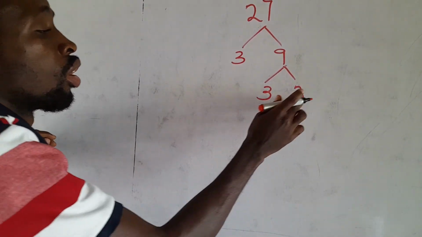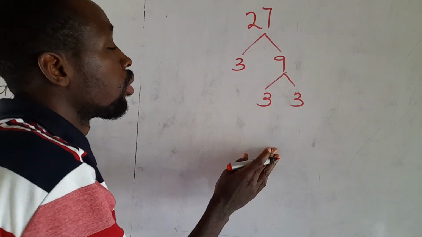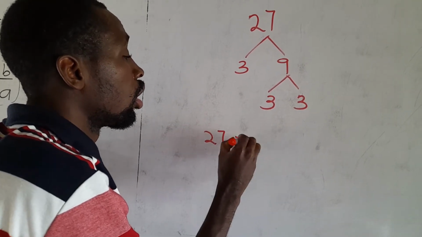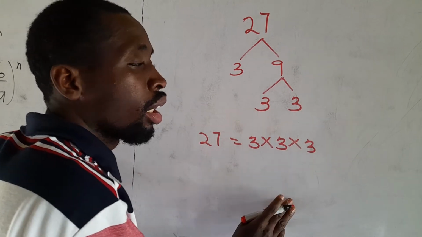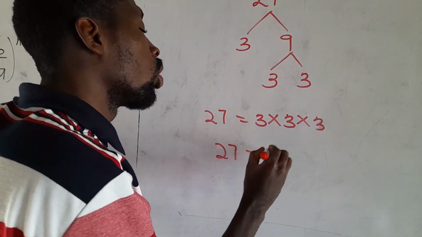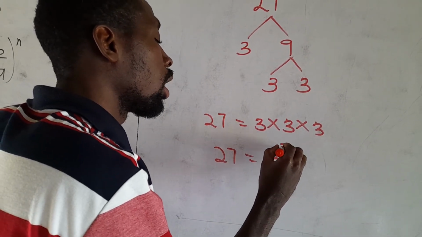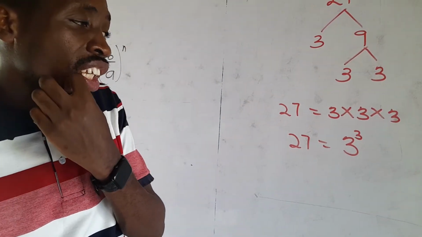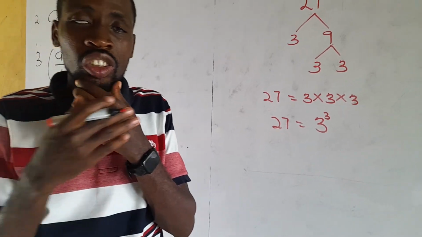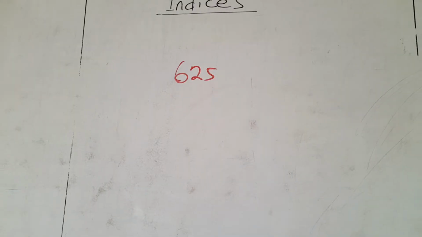So, now all these numbers here are prime. So we can say that 27 is equal to 3 times 3 times 3. So 27 is equal to 3 exponent 3 in an index form. I hope you get that. We'll solve another one so that you'll be abreast with it.